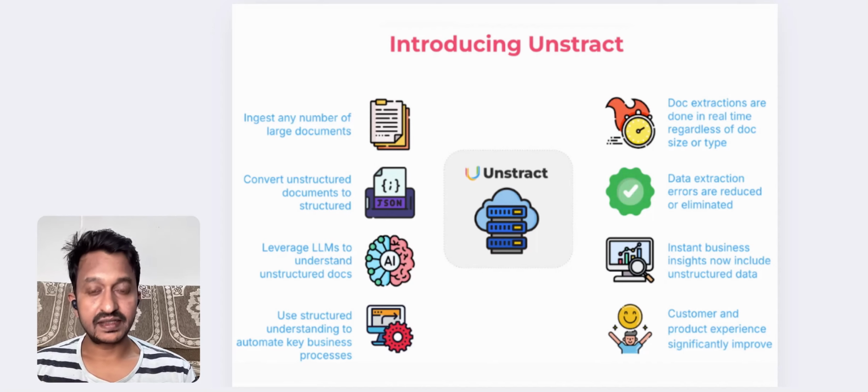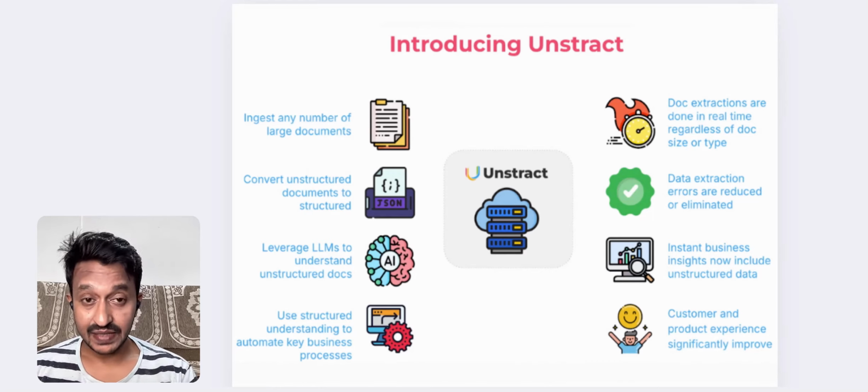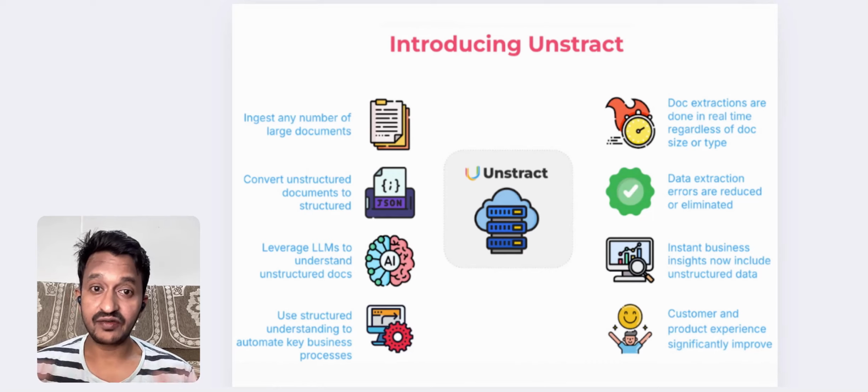And today I'm very excited to introduce you to Unstract, a no-code platform that makes it super easy to extract structured data from unstructured documents using LLMs. So with Unstract, you can ingest massive amounts of documents, extract key fields like names or emails, and automate entire workflows without writing a single line of code. How cool is that, right?